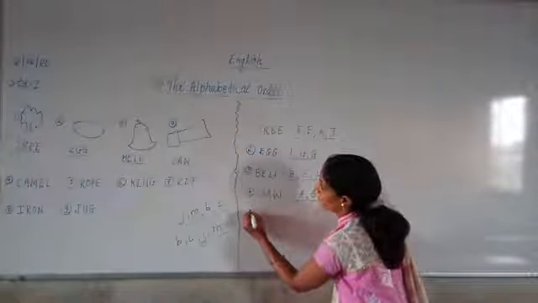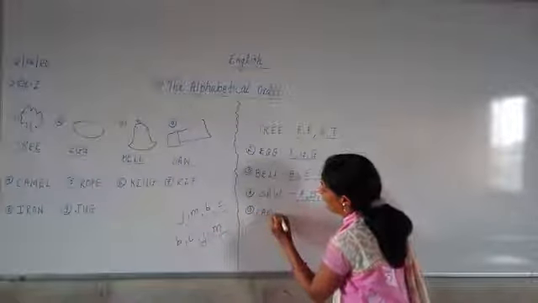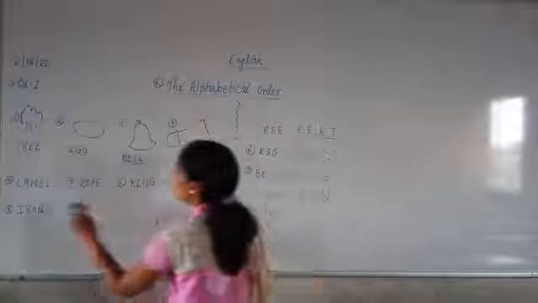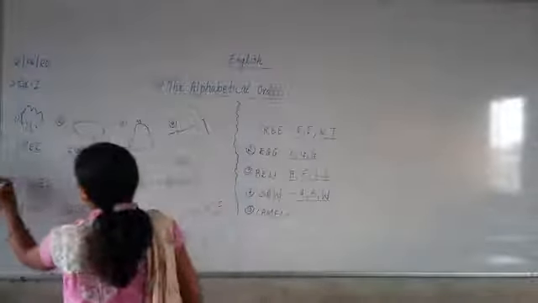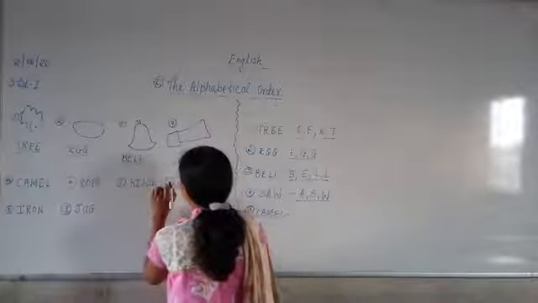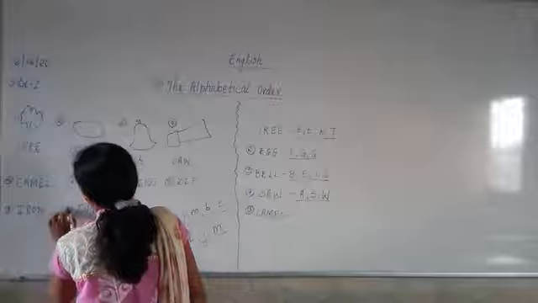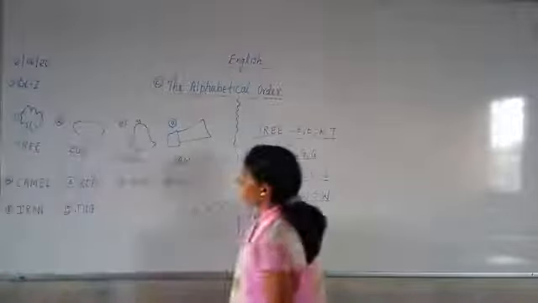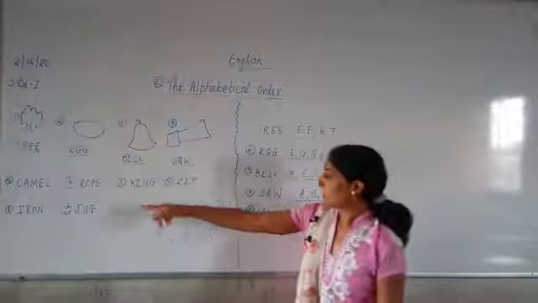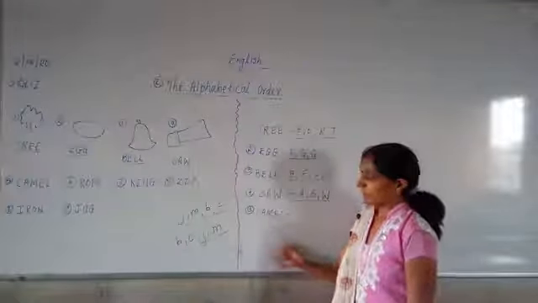Fifth one. Camel. See here, numbers are wrong. Fifth, sixth, 7, 8, 9 and 10. Now which is fifth one? Fifth one is camel. Now we have to arrange this word in correct alphabetical order.